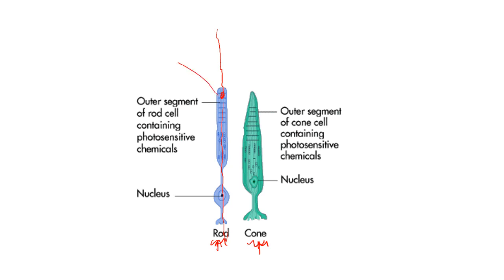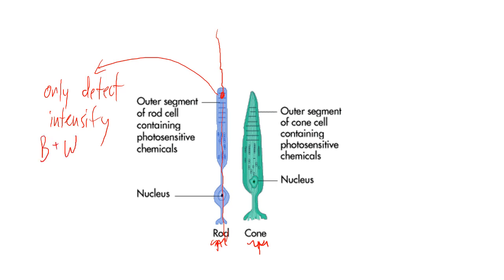So let's talk about rods first. Rods only detect intensity. All right, this means that they only do black and white and gray. Okay, so they just detect if there's light at all or if there's not light at all. That's what rods do. By comparison, cones can detect color. If you want to see colors, you have to use your cones.